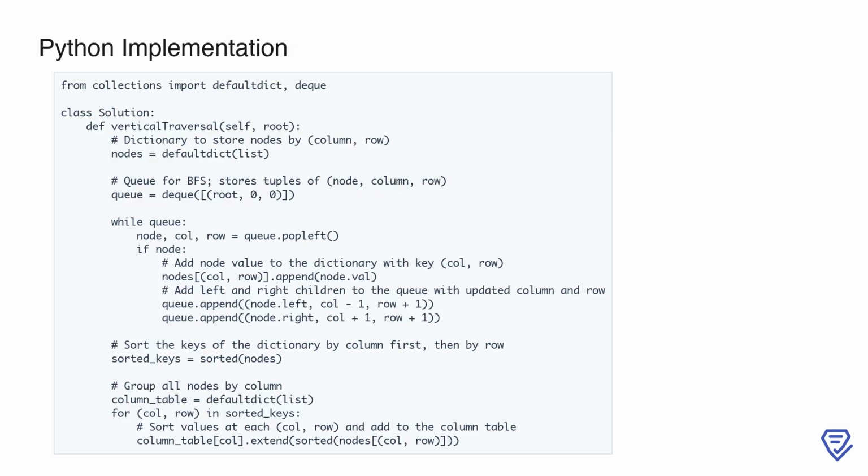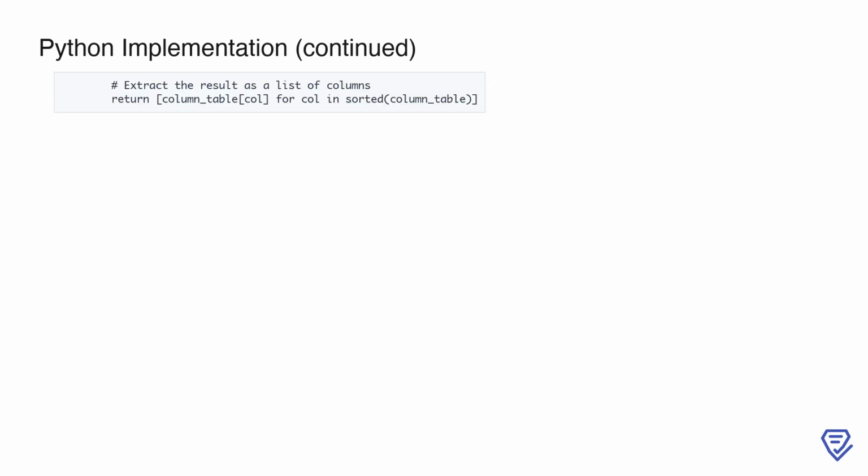Once the traversal is complete, we sort the dictionary keys, which organizes the nodes based on their column and row positions in increasing order. This sorted sequence allows us to correctly group the nodes by their columns in the next step. After sorting the keys, we construct the column_table using a defaultdict to group nodes by their column indices. For each key, which is a tuple of column and row values, we sort the node values at that position, ensuring the order is consistent when multiple nodes share the same coordinates. These sorted values are then added to the corresponding column in the column_table.